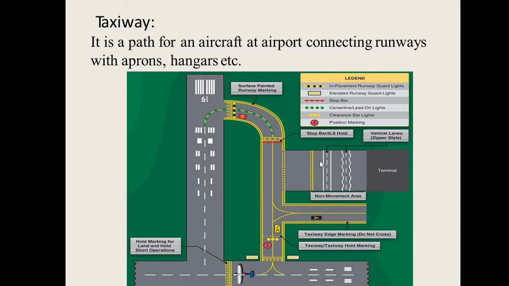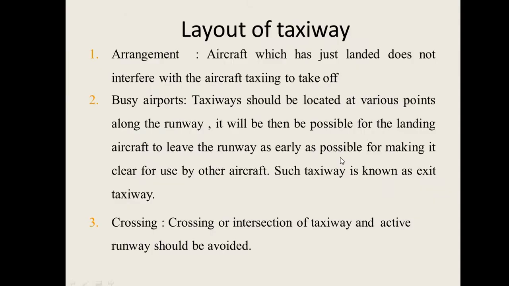So here we can see the runway and the other amenities of the airport like aprons and the non-movement area. This is the taxiway which connects the runway and other utilities of the airport. The layout of the taxiway is based on the arrangement of aircraft. So the aircraft which has just landed should not interfere with the aircraft taxiing to take off.